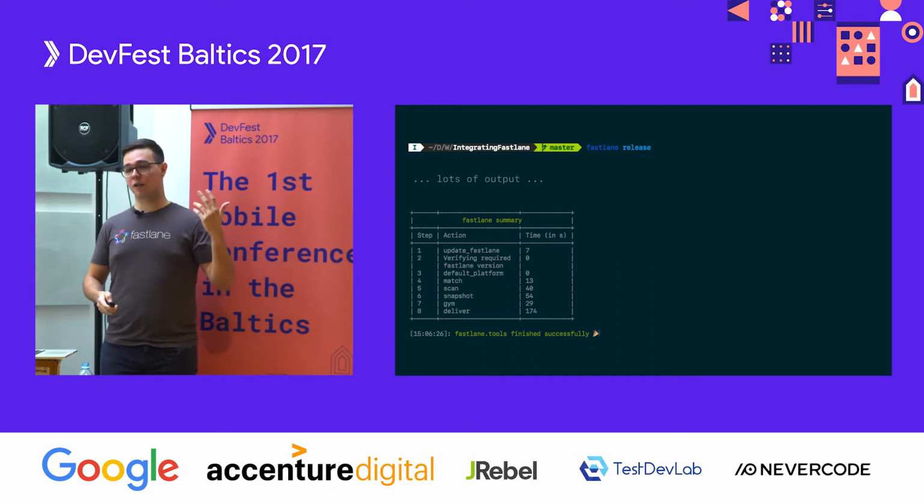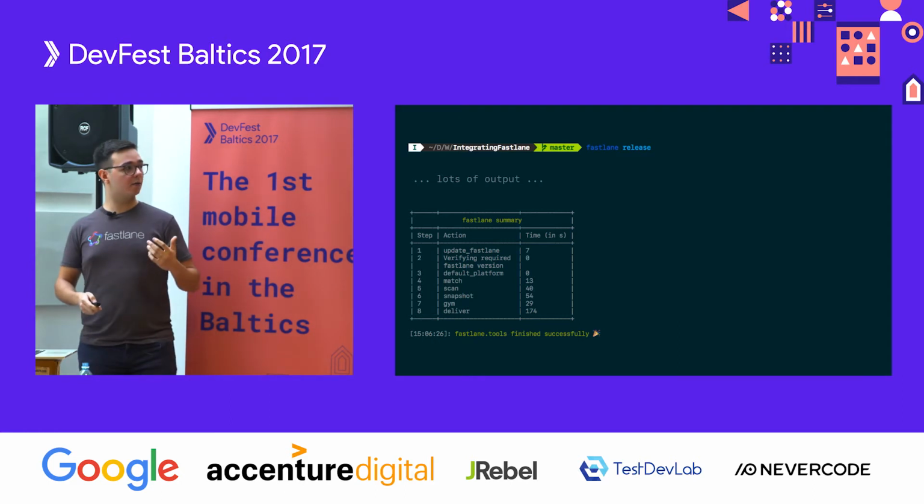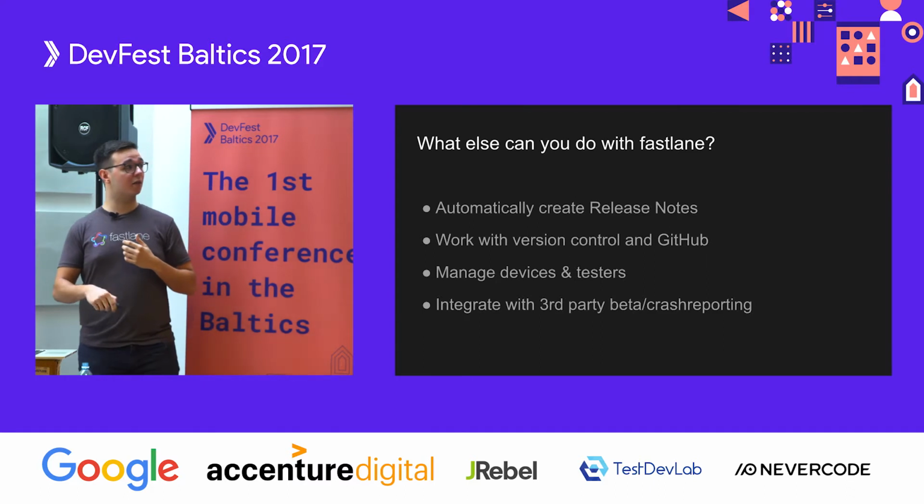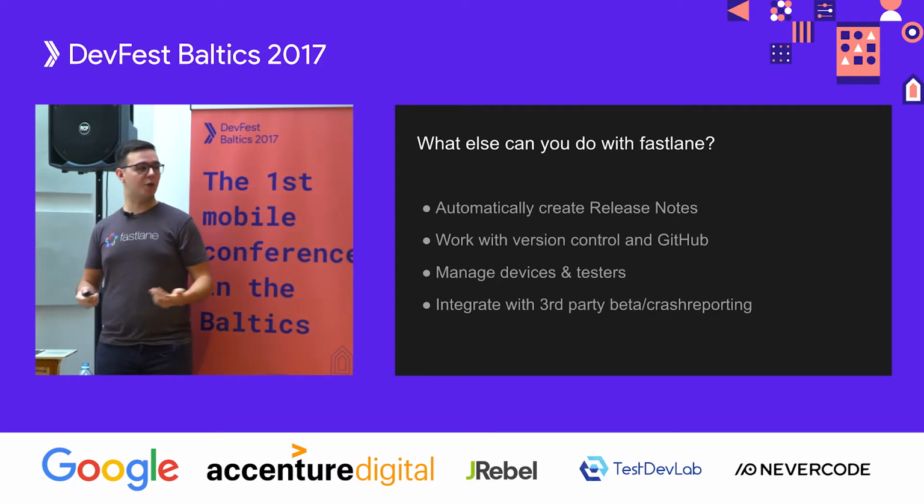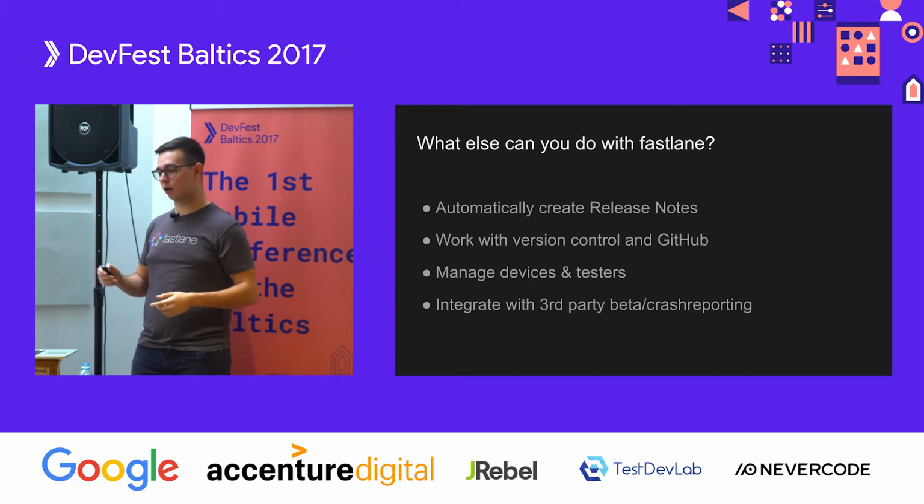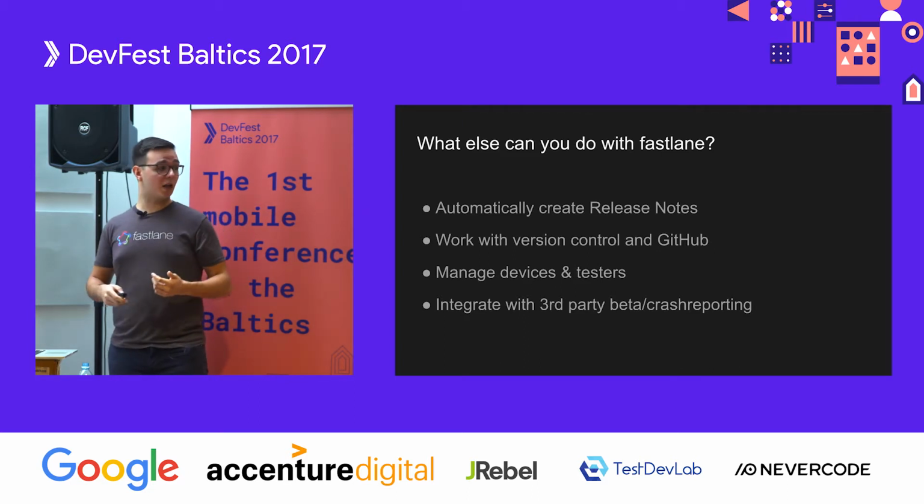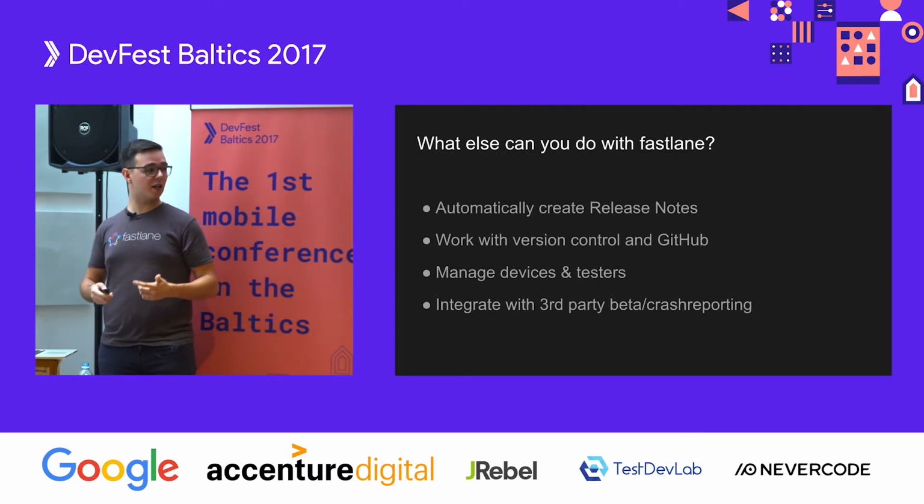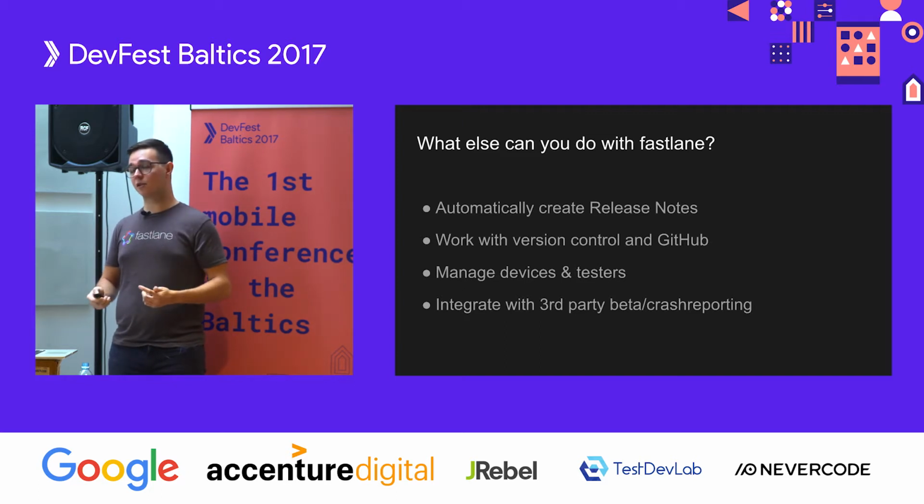Yeah, so now that you've seen the basic setup, let's look into some other things that you can do with Fastlane. These things that I've listed here are probably the most popular things that people use Fastlane for. You can automatically create release notes. You can work with version control like Git and Mercurial, and GitHub. It has a GitHub integration as well. You can integrate with lots of third-party crash reporting services and beta distribution services, and you can have it manage your devices and testers for you.